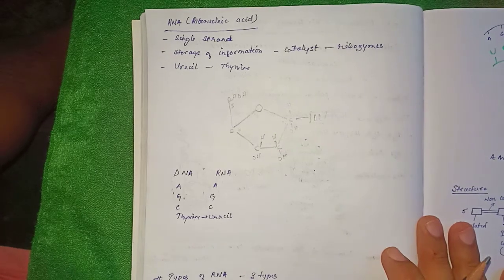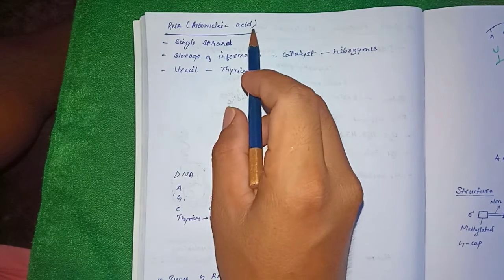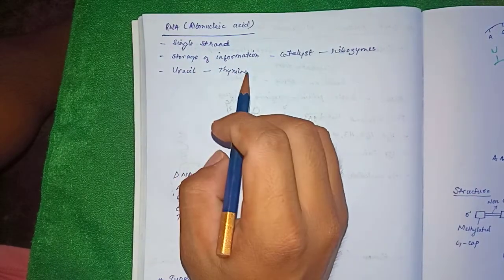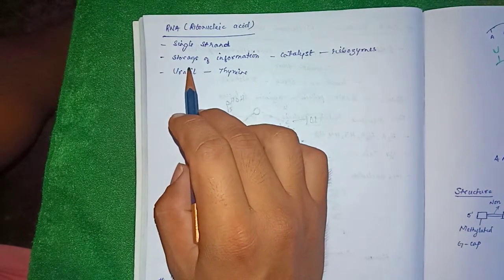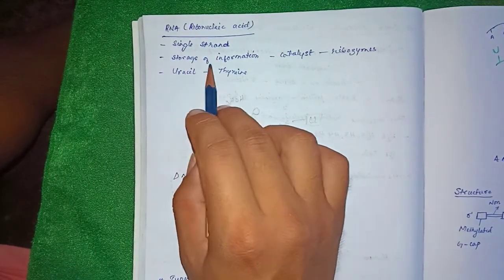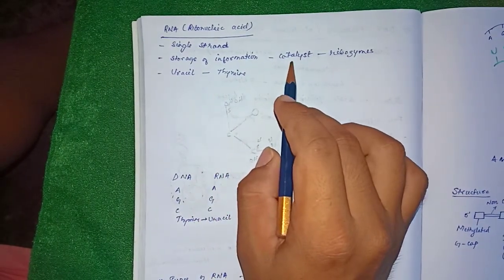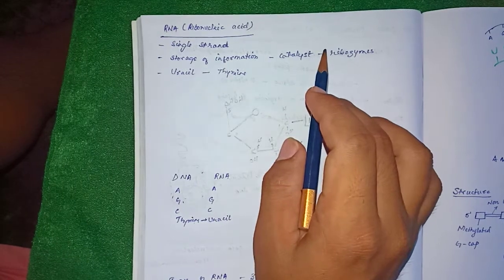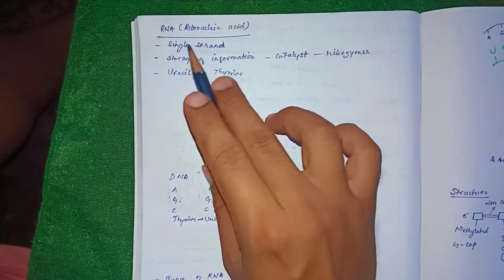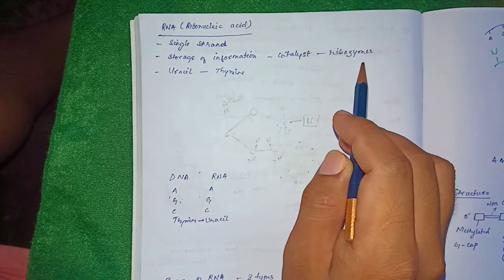Hello, let's discuss RNA. RNA is also called ribonucleic acid. RNA is a single-stranded nucleic acid that is found in all living cells, and it is the only macromolecule which functions as both storage of information and as a catalyst. Catalyst here refers to anything that is increasing or helping in carrying out the rate of reactions. So the RNA which functions as a catalyst is called ribozymes.